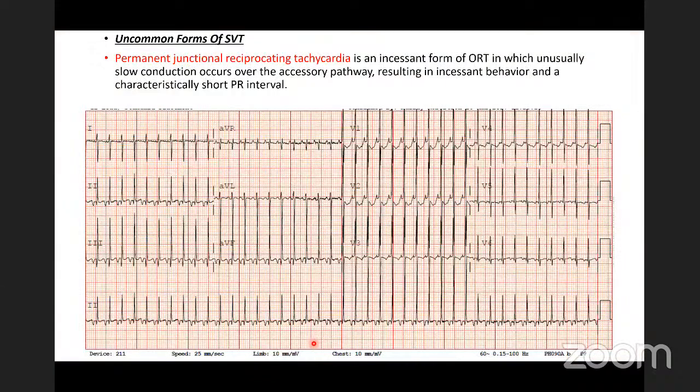Briefly, I will talk about some uncommon forms of SVTs. You guys may be getting bored with these complex rhythms. So this is a permanent junctional reciprocating tachycardia ECG, in which again, you see a P wave before every QRS complex.